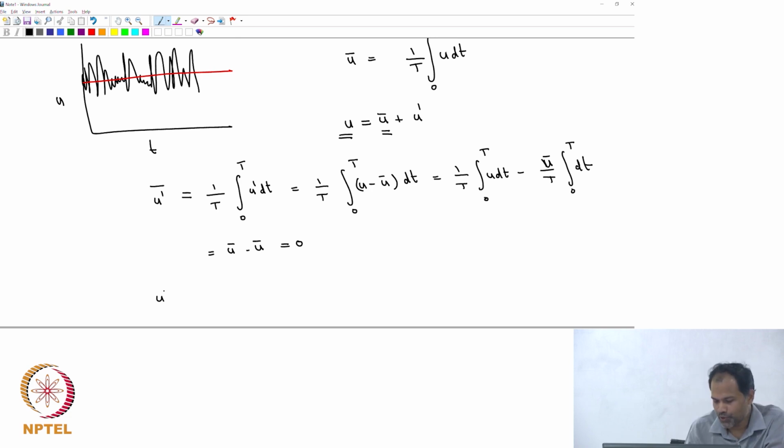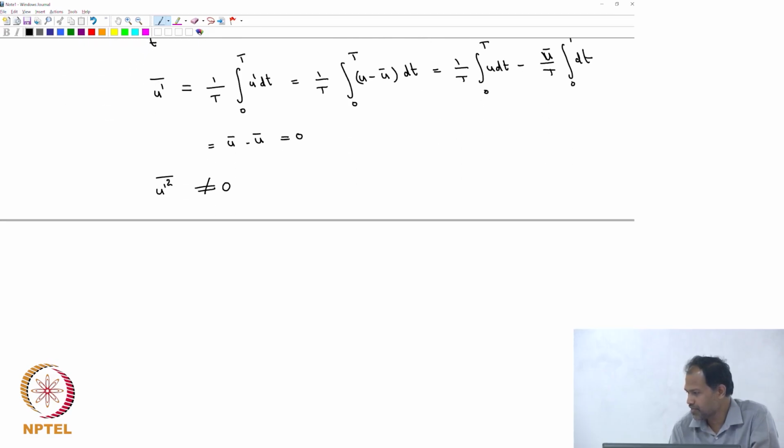How about u prime square bar? I am taking the square of the fluctuating velocity and averaging it. Will that be 0 or non-zero? It will be non-zero. And this distinction actually becomes crucial. So let's see where it leads to. Any doubts, by the way, so far?